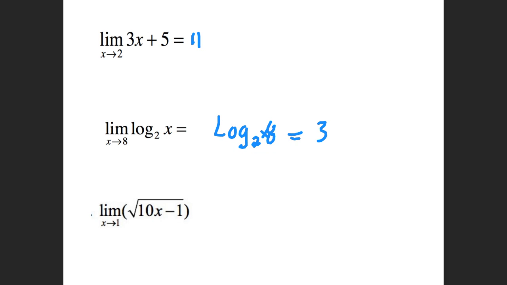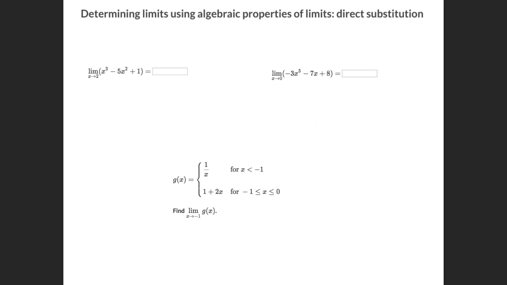Okay, and then this one, I just put 1 in here. 10 times 1 is 10, minus 1 is 9. The square root of 9 is 3. Done. So the first thing when you're trying to find the limit, always just plug the number in. Substitution method. Now, substitution doesn't always work.